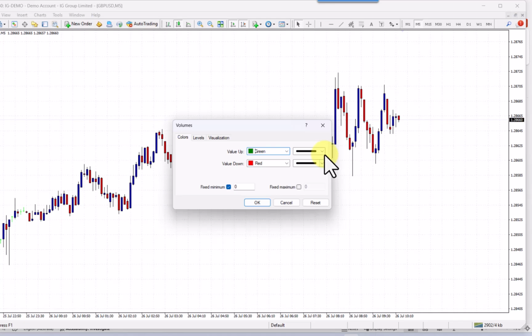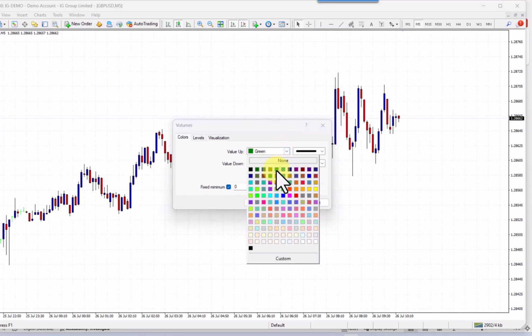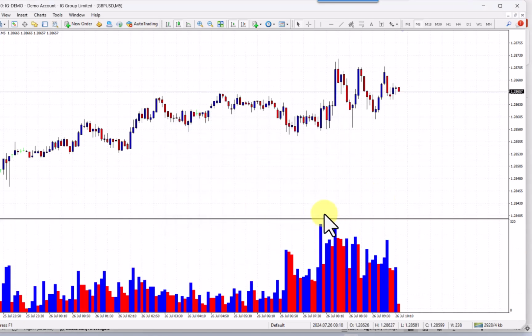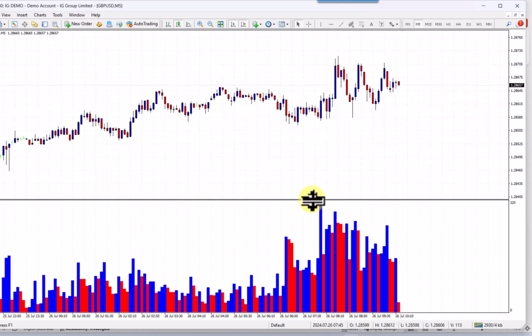Now, the default here will be a thin line like that. I like my lines as thick as possible, and then you can, the up value is green, the down value is red. You can change them around if you want. I like blue because blue on the chart is up and red is down. So there we go, and we click on it. So there we are, a bit bright, but let's go with that.